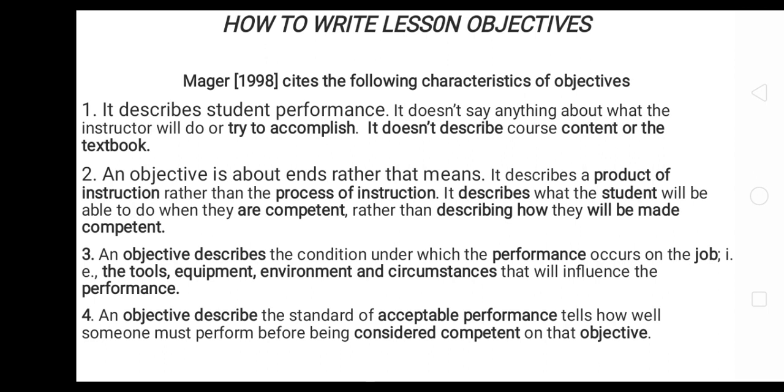Number 3, an objective describes the condition under which the performance occurs on the job. Example, the tools, equipment, environment, and circumstances that will influence the performance. So this means the objectives describe what a learner will be doing once demonstrating mastery of the objective.